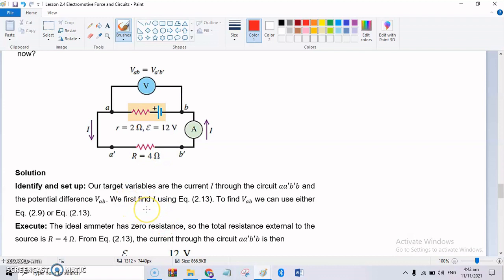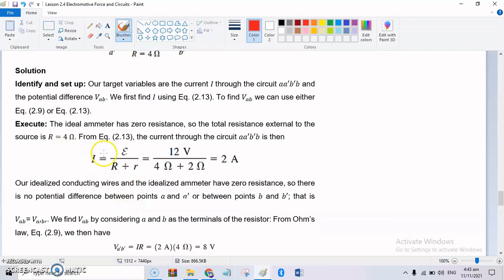We first find the current by using 2.13 to find the VAB. We can use either equation 2.9 or 2.13, but here we use 2.13. The ideal ammeter has zero resistance, so the total resistance external to the source is just R. From equation 2.13, the current through the circuit A prime, B prime, B is then the EMF over the R plus the internal resistance r. That is 12 over 6 is equal to 2. And the volt per ohm is equal to ampere.